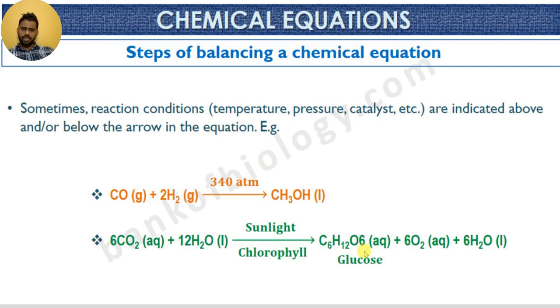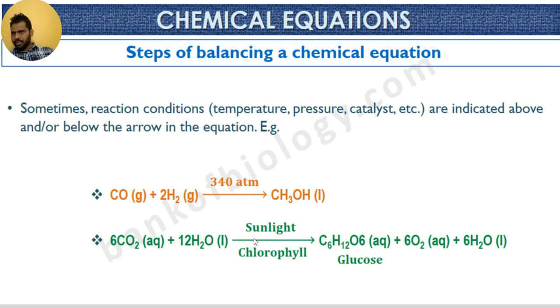C6H12O6, where the 6 and 12 are written smaller, as subscripts, plus 6O2 oxygen plus 6H2O. So this reaction is the photosynthesis reaction. And see, this is the perfect way to write a chemical equation. You mention their physical state, you make sure they are balanced on both LHS and RHS. You have to mention the catalyst, the sunlight and the chlorophyll.